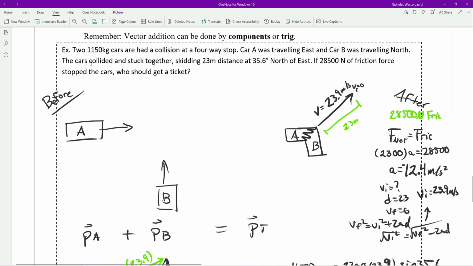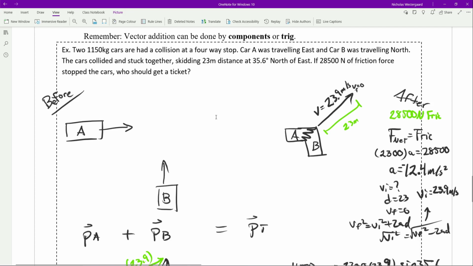And then after the collision, they stick together, and then they slide 23 meters at that angle, and there's this much friction before the car stopped. Now, who should get a ticket?